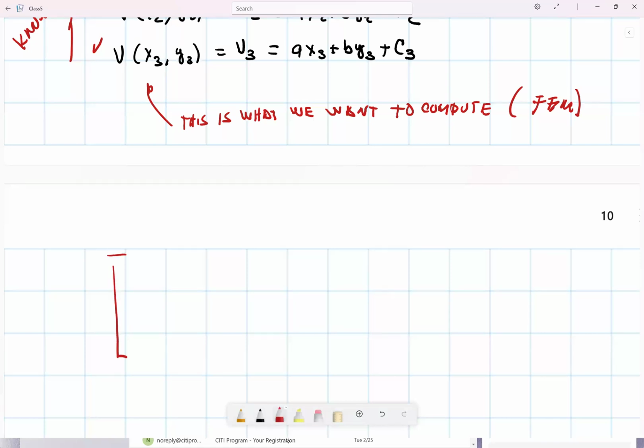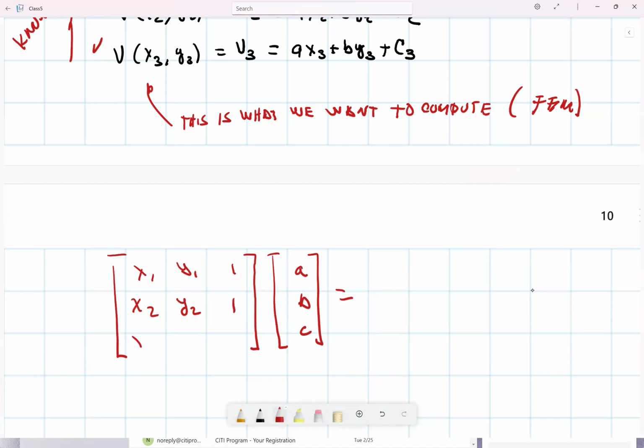So with this, we can write a matrix that has x1, y1, and 1, and here we'll be multiplying a, b, c. It will be x2, y2, 1, x3, y3, 1, and values v1, v2, v3. Of course, it's the value of v at x1, y1, the value at x2, y2, and the value given at x3, y3. All right.